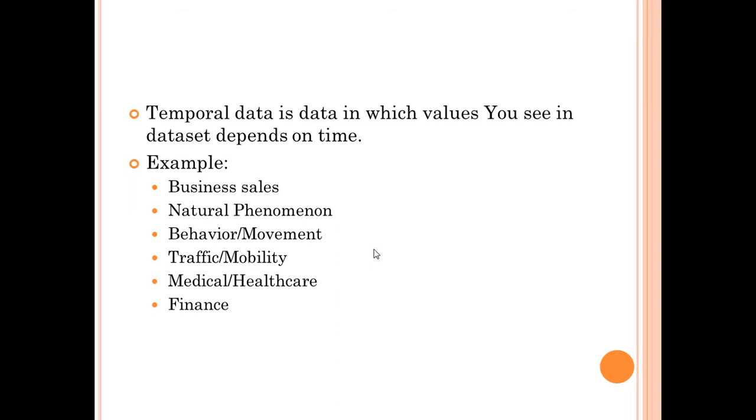For example, business sales, natural phenomenon, behavior or movement. It can be human or animal behavior. Think like animals are moving around the world or cars are moving. Then traffic and mobility, medical, healthcare and financial data.